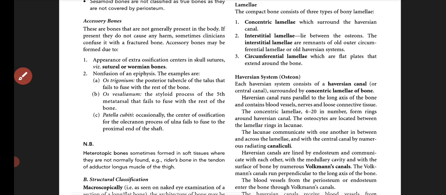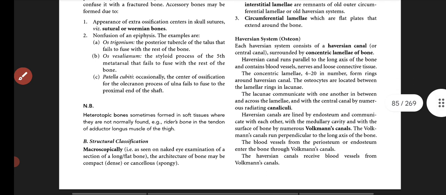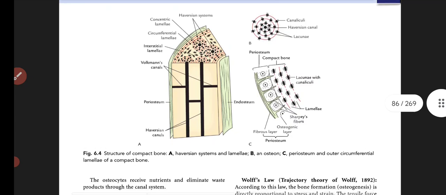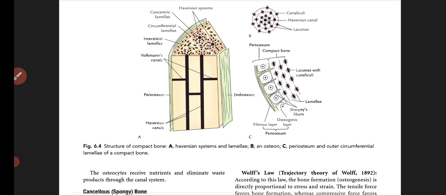Okay, in this portion, one most important part is the Volkmann canal. What is the Volkmann canal? The Haversian canals are linked by the endosteum and communicate with each other, with the medullary cavity, and with the surface of the bone by numerous Volkmann canals. The Volkmann canals run perpendicular to the long axis of the bone. Okay, where is the Volkmann canal?